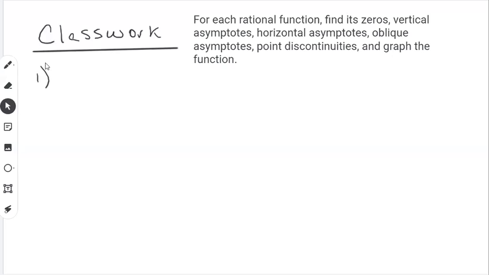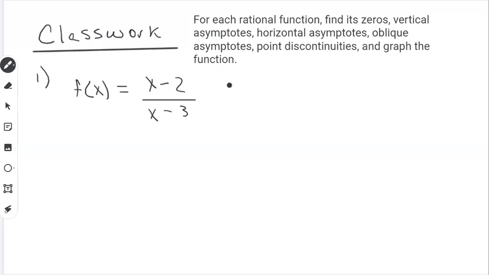So number 1, we're going to be looking at the function f of x equals x minus 2 over x minus 3. So looking at this function, our numerator is going to be x minus 2, and our denominator is going to be x minus 3. So we have what's known as a rational function. And rational just means fraction. You're going to have a top and a bottom.